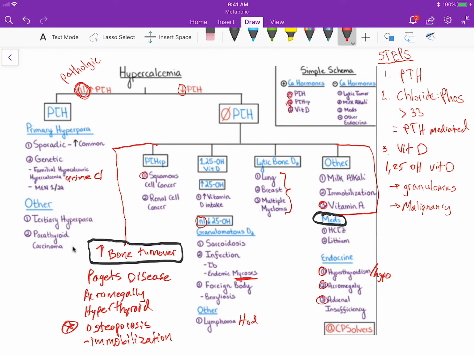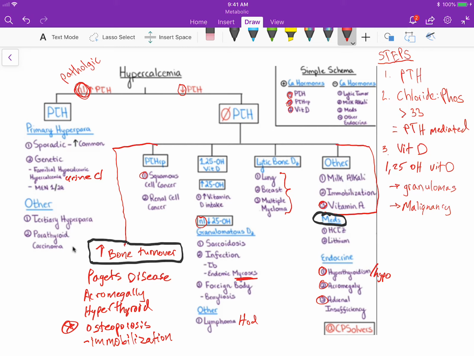Okay. MEN 1 and 2A. Unsure of that mechanism as well, but just another thing to keep in the back of your mind. Tertiary hyperparathyroidism in the setting of renal failure is possible. And then parathyroid carcinoma accounts for about 1% of all of the PTH mediated hypercalcemia.